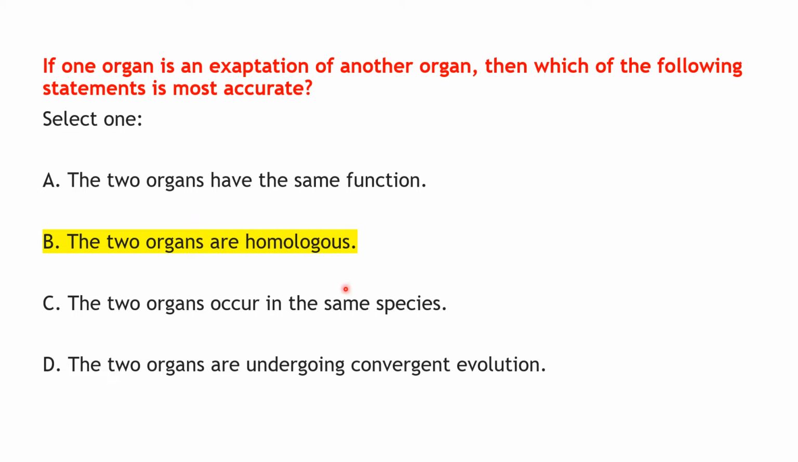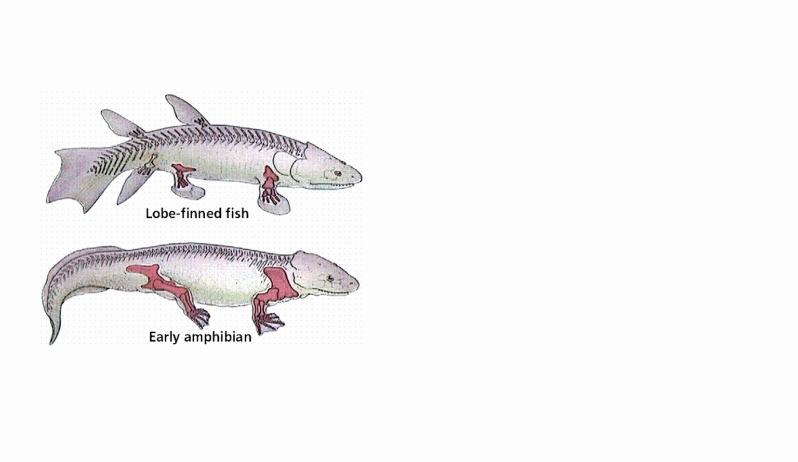The answer will be the two organs are homologous. Yeah, so exaptation and homologous. Yeah, the most accurate for an exaptation here is homologous. So let me explain why. Okay, so now let's see this example of evolution to explain why homologous traits are related to exaptation.